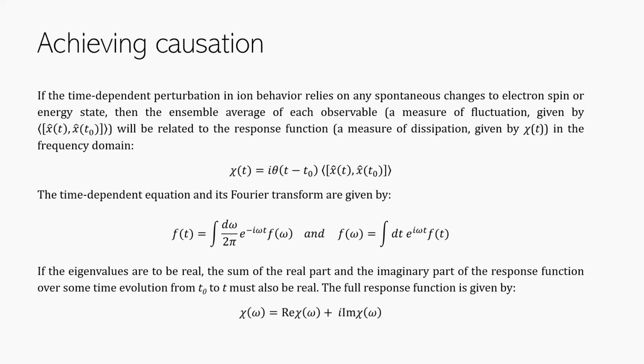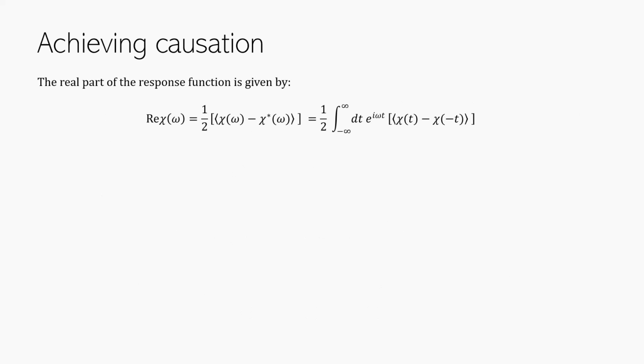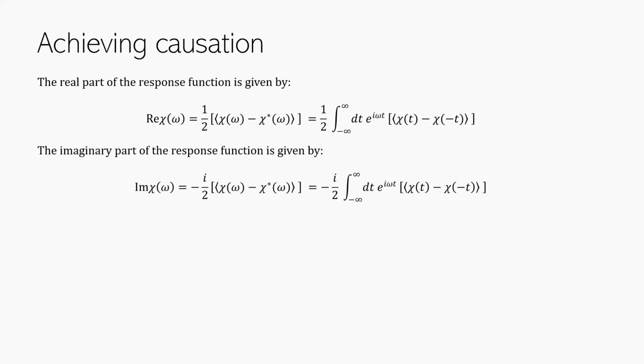And if the eigenvalues are to be real, the sum of the real part and the imaginary part of the response function over some time evolution must also be real. The full response function is given by the sum of the real part and the imaginary part of the response function. So now we can look at these components more closely. The real part of the response function is given by the integration of all time-evolved events across the real axes. And the imaginary part of the response function is given by the integration of all time-evolved events across complex axes.